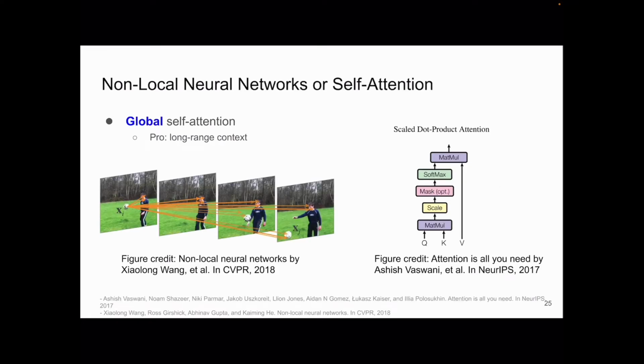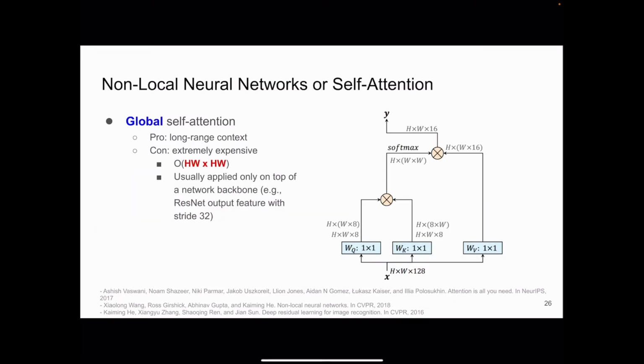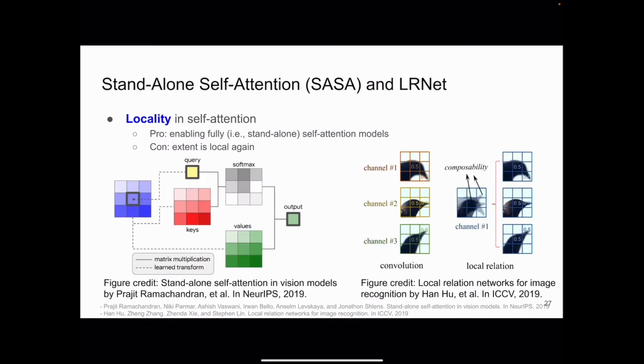Non-local block or self-attention operation is able to capture long-range context. However, its computation is extremely expensive. That is the reason why it is usually applied only on top of a network backbone, for example, after the ResNet output feature with stride 32. To alleviate the computation complexity, Stand-Alone Self-Attention, SASA, and LR-Net propose to compute the self-attention in a local 7x7 region. It enables fully or standalone self-attention models. However, the context range becomes local again.